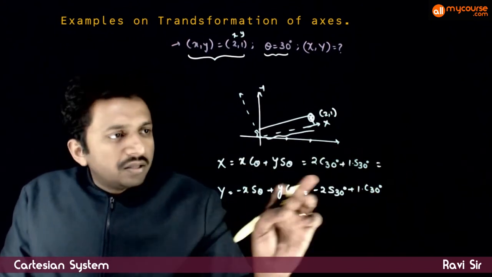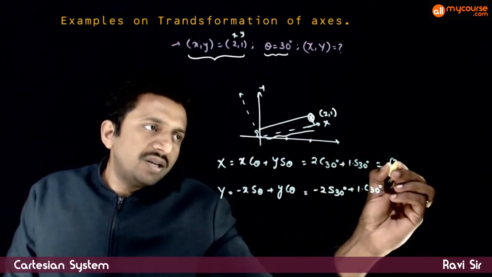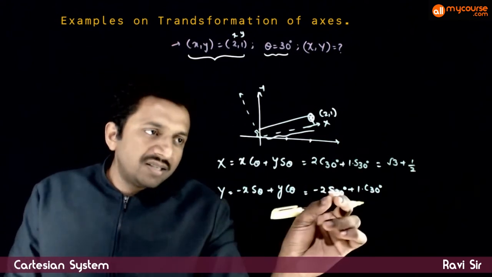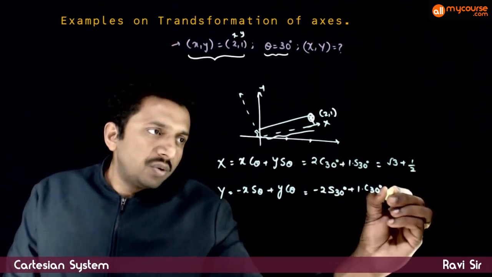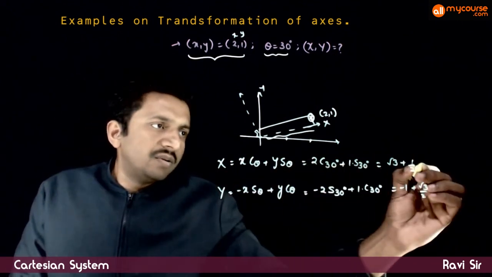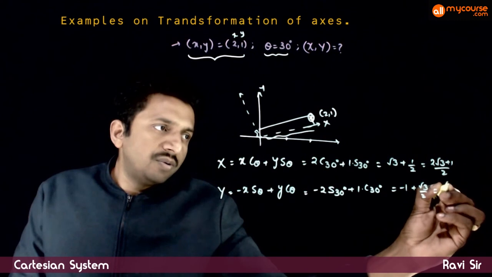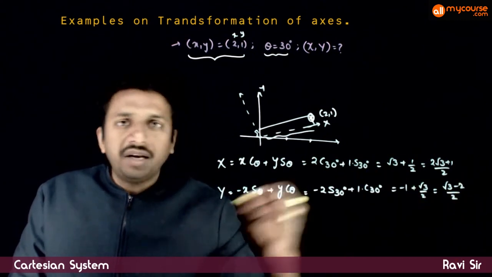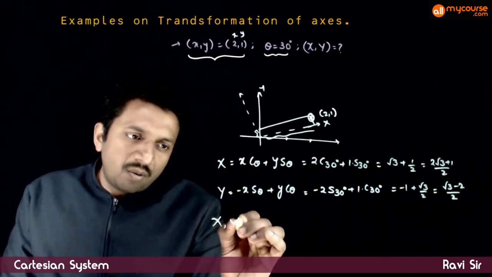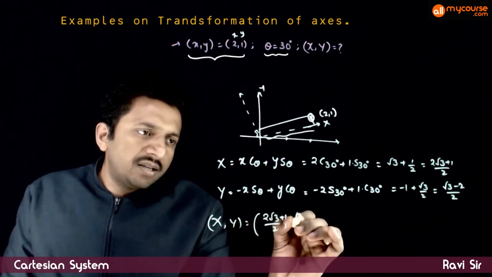Cos 30 is root 3 by 2, right? So 2 into root 3 by 2 is root 3, plus sin 30 degrees is 1 by 2. For capital Y, sin 30 degrees is 1 by 2, so you have minus 1 plus root 3 by 2. So X is equal to (2 root 3 plus 1) by 2, and Y is equal to (root 3 minus 2) by 2. So these are the new coordinates: capital X, capital Y are (2 root 3 plus 1) by 2 and (root 3 minus 2) by 2.